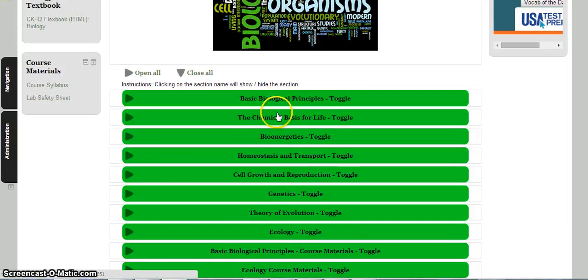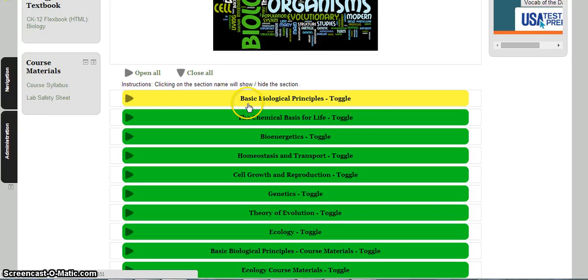Scrolling down, you'll see these different toggles that represent the different units that we're going to be studying. There are 8 main units in the course. Basic biological principles is the first, the chemical basis for life, bioenergetics, homeostasis and transport, cell growth and reproduction, genetics, theory of evolution, and ecology. Those are the 8 units that we're going to be working on getting through this school year.